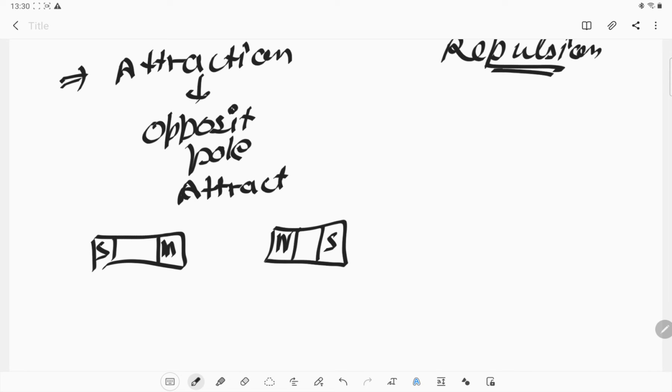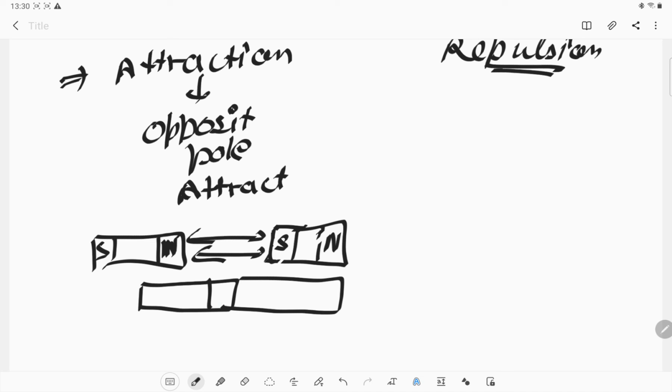If north faces north, these are the same poles, so we need to make them different poles. This is the south and this is the north. So north and south always attract each other, they will pull themselves together. This is how we will see the structure: this is the north and this is the south, this is the north and this is the south. This is how it will happen. The opposite poles always attract.